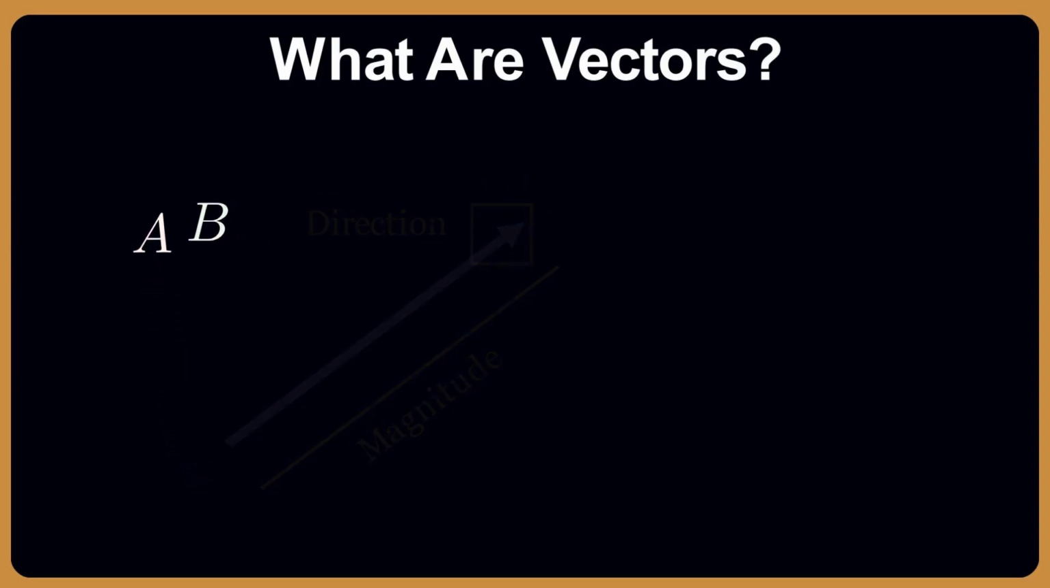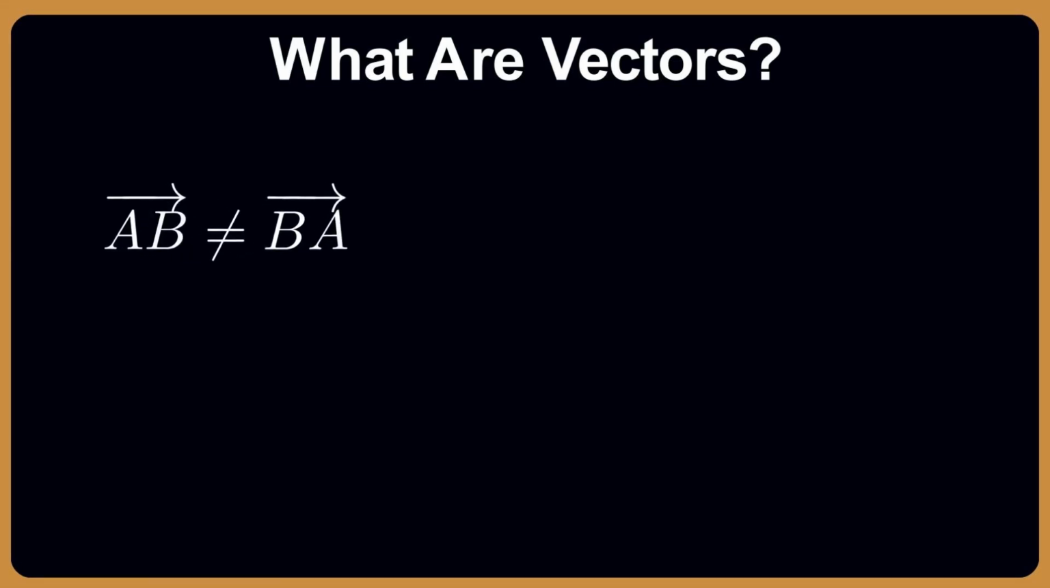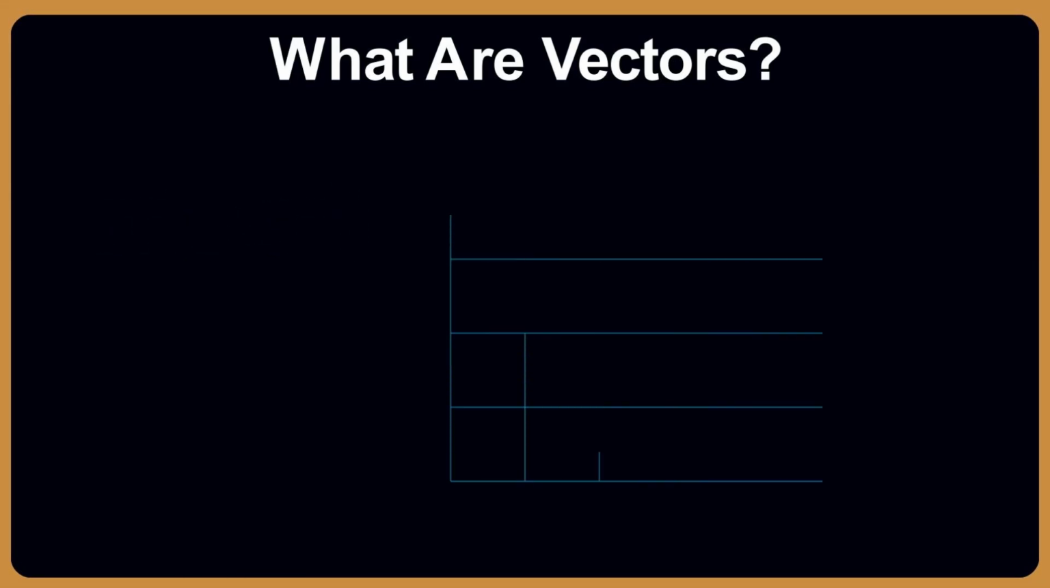They are denoted like this, with an arrow on top to represent which way we are going. It's important to note that the vector AB is not equal to the vector BA. Instead, AB equals negative BA. Let's take a look at an example.